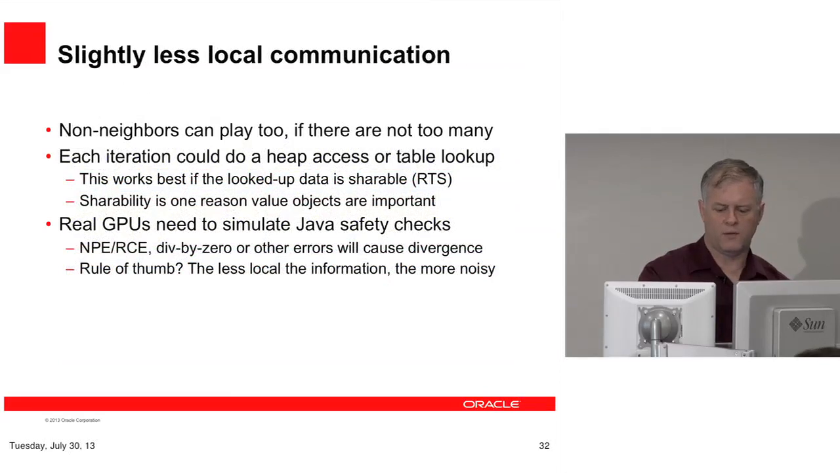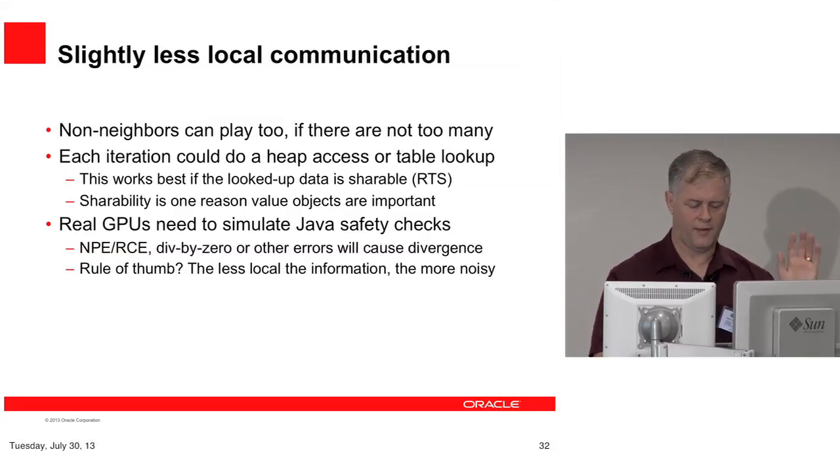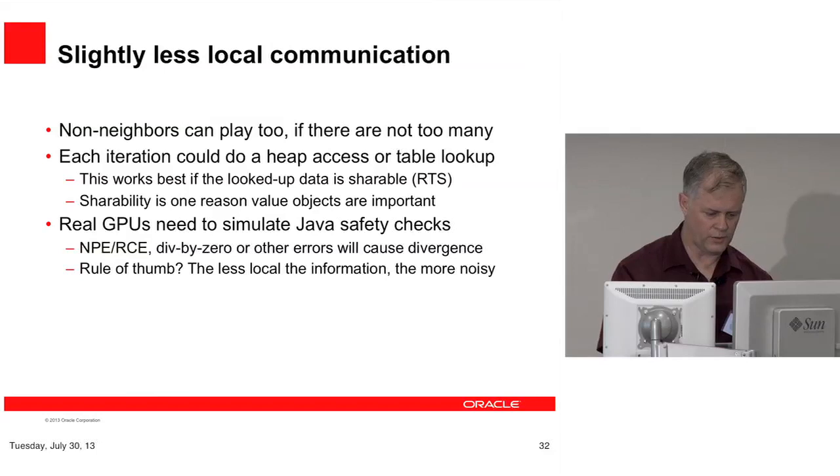You can even do log-n tree spanning trees. You can do individual heap accesses or table lookups if your hardware allows. And by the way, in passing, GPUs need to allow all sorts of things, a full Java model, or else your bytecodes will have different semantics depending on whether you were offloaded or not, and that's not acceptable in the Java world.